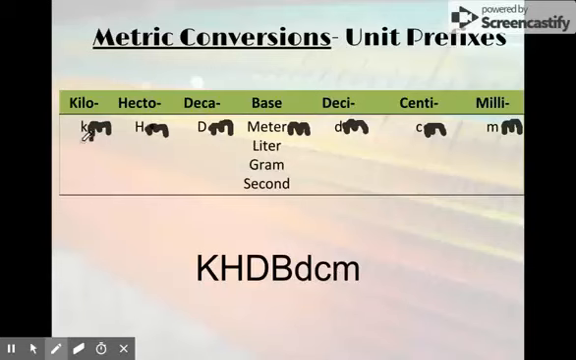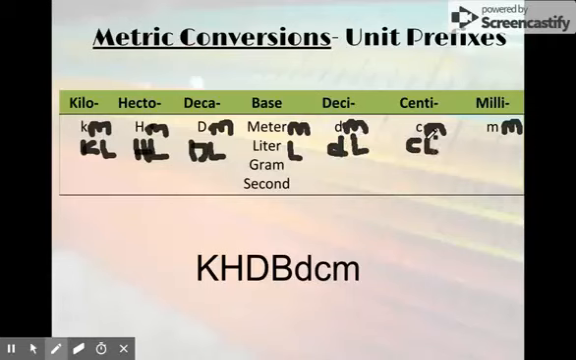If we're talking about liters, so a kiloliter is KL, hectoliter, HL. We usually use a capital L there, so it doesn't look like a 1. A decaliter, DL, and then liter by itself is just an L. Deciliter, dL, centiliter, cL, and milliliter, mL. So make sure you're recording this in your table.